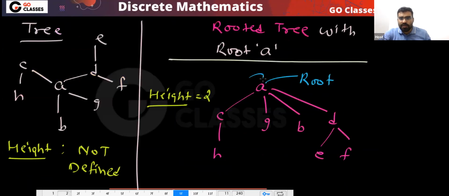So there is exactly one path from root to E. From root to E, this is the path. From root to F, this is the path. From root to H, this is the path. From root to G, this is the path. So there is a unique path from root to any node. Okay.